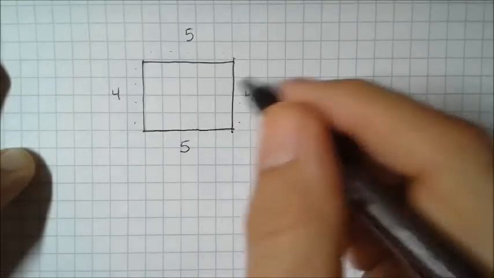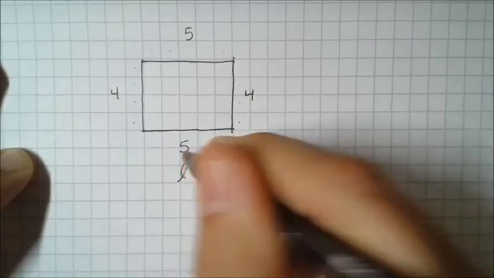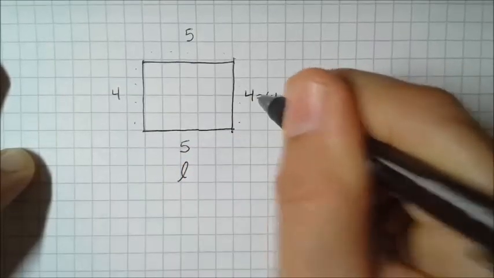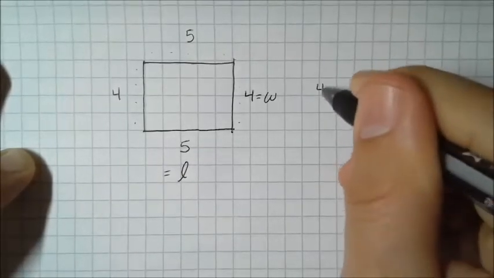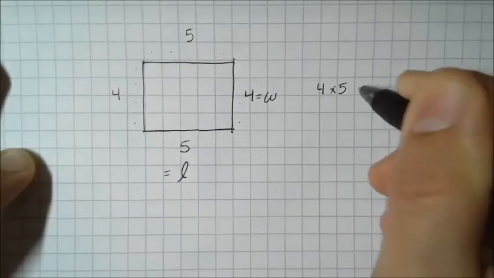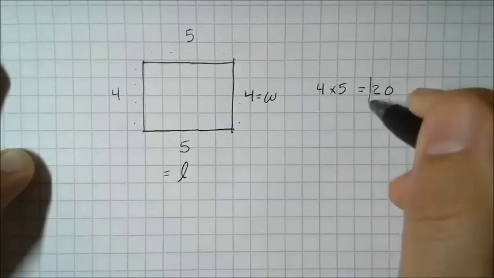Now, if we wanted to find the area of this, we would take our length, which is the long side, times our width, which is the short side, right? And we would say, okay, it's 4 units times 5 units. That gives me 20 units. So my area is 20 units.